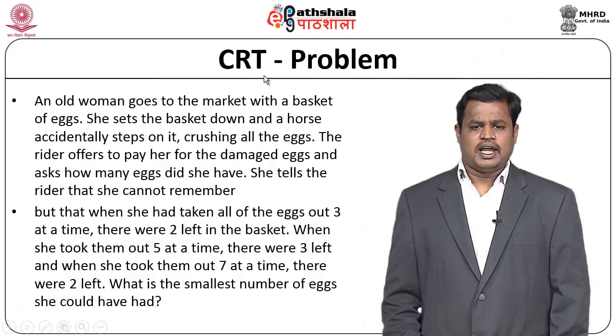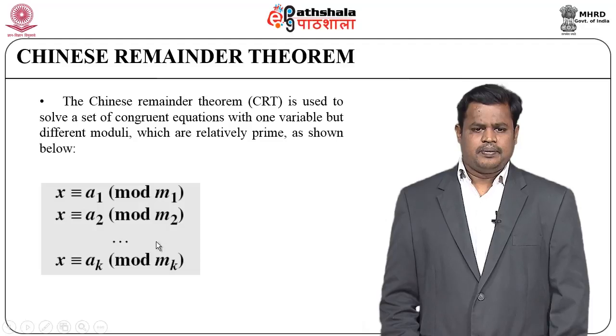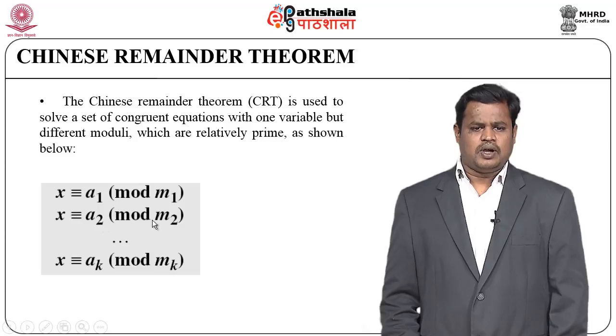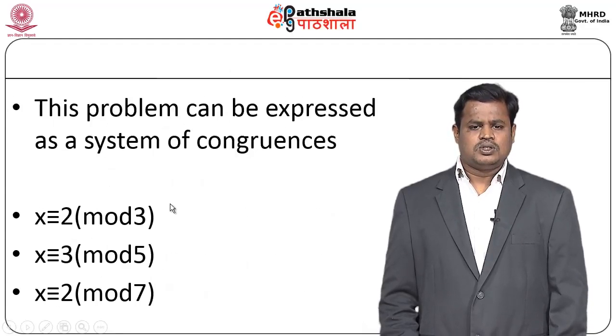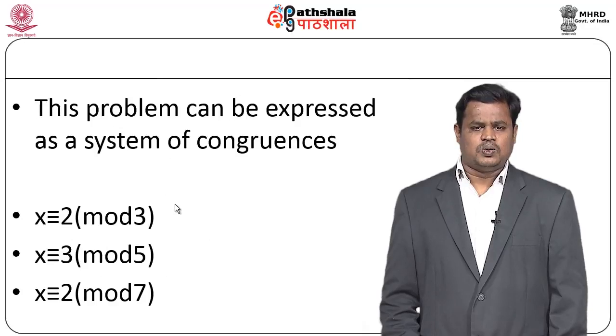This problem can be solved with the help of the Chinese remainder theorem, because we have different moduli, but what we want to find is x. So, x congruent to a1 mod m1, x congruent to a2 mod m2, up to x congruent to ak mod mk. These are a set of equations. According to this story, let us refer to it with respect to our Chinese remainder congruence equations, to find how many eggs the rider needs to pay for.